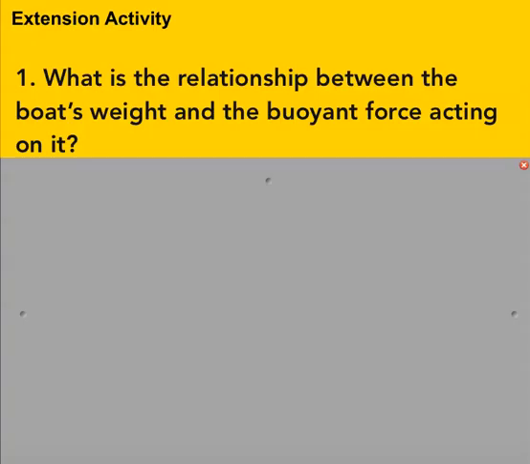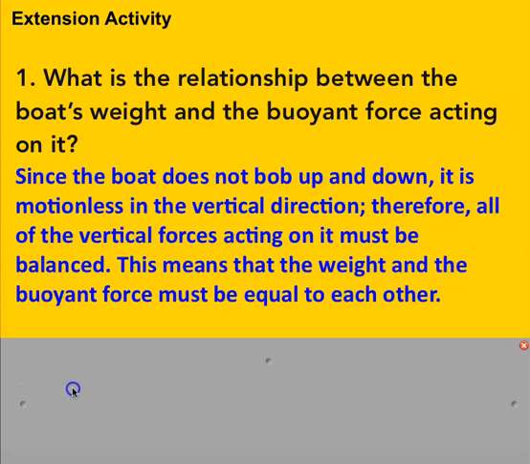All right, how'd you do? Were you able to answer all the questions? Do you have any questions about this? If not, let's go through and see how you answered. So the relationship between the boat's weight and the buoyant force acting on it has to be equal. Since the boat is not bobbing up and down, it's motionless in the vertical direction. Therefore, all the vertical forces have to be balanced. So that's the boat's weight and that's the buoyant force pushing up on it. They have to be equal.